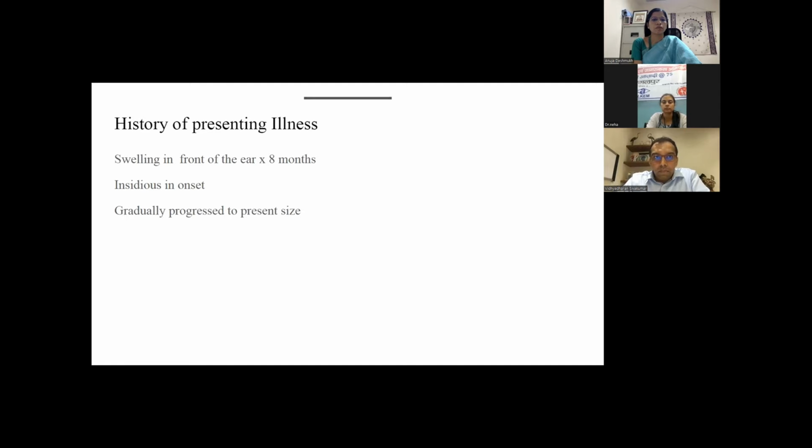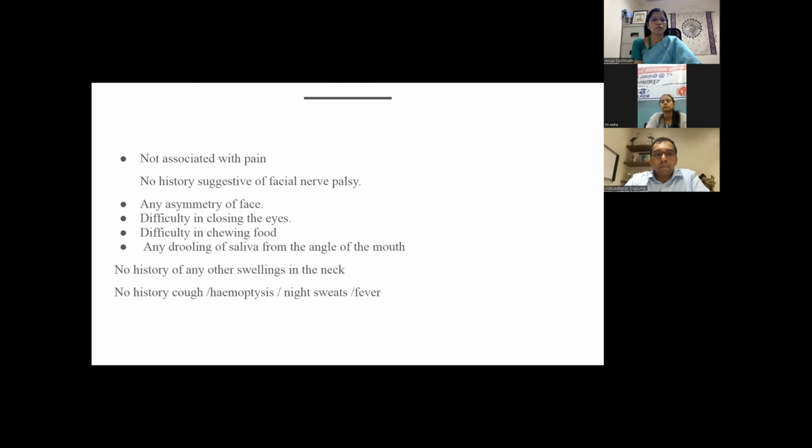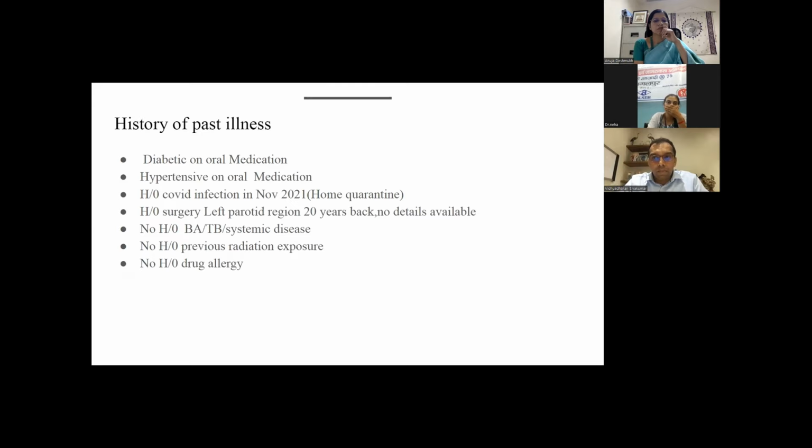It was not associated with pain. There was no history suggestive of facial nerve palsy. There was no asymmetry of the face or difficulty in closure of the eyes. There was no difficulty in chewing food, and no drooling of saliva from the angle of the mouth. There was no history of any other swellings in the neck. No history of cough, hemoptysis, or night sweats.